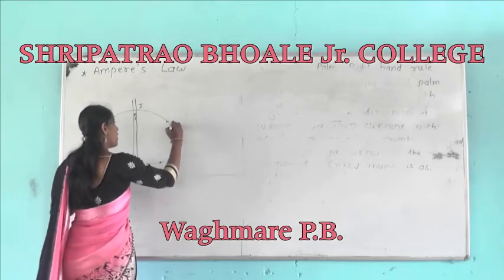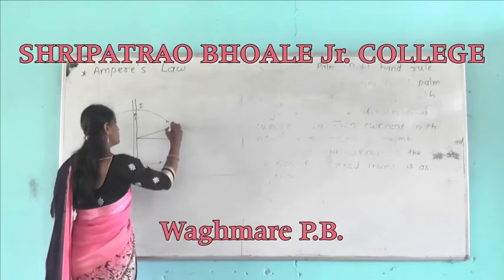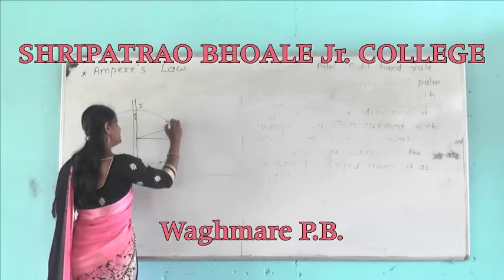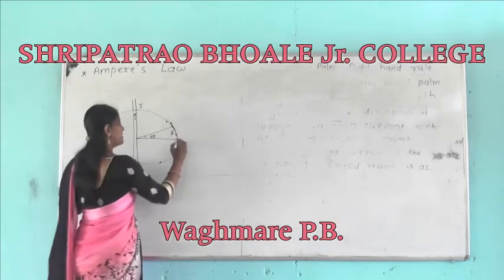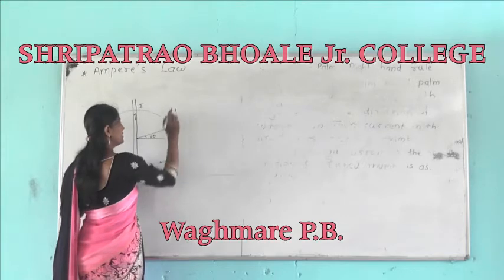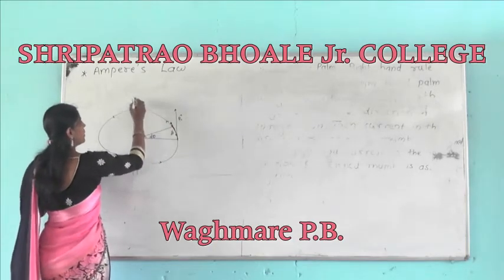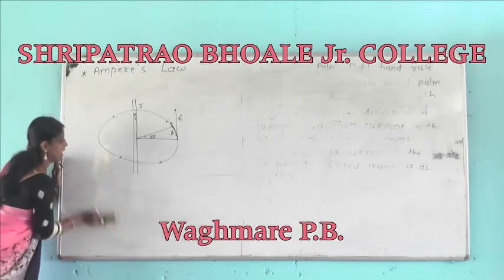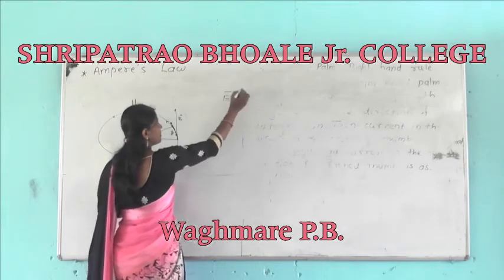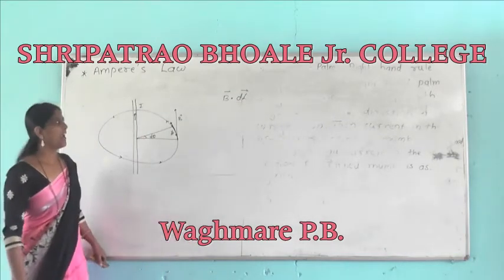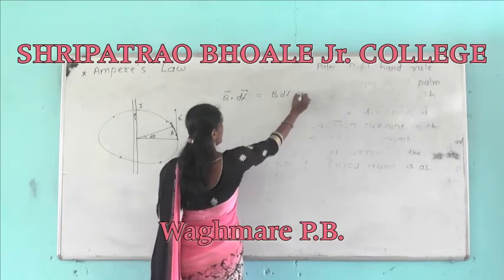Now draw a small length. This is the direction of length dl. This is the angle, d theta, and this is the direction of the magnetic field or component of the magnetic field. Then we know that the dot product of two vectors B and dl is equal to B into dl cos theta.